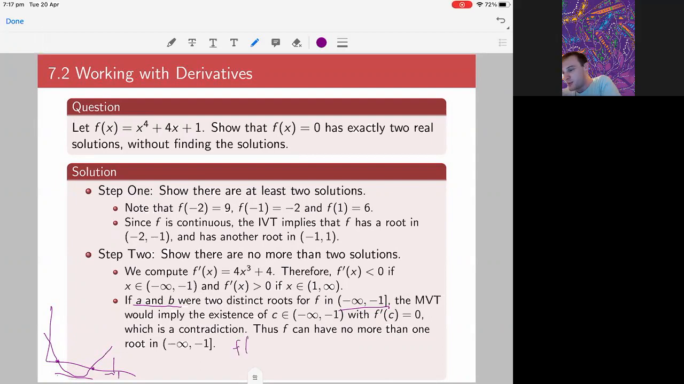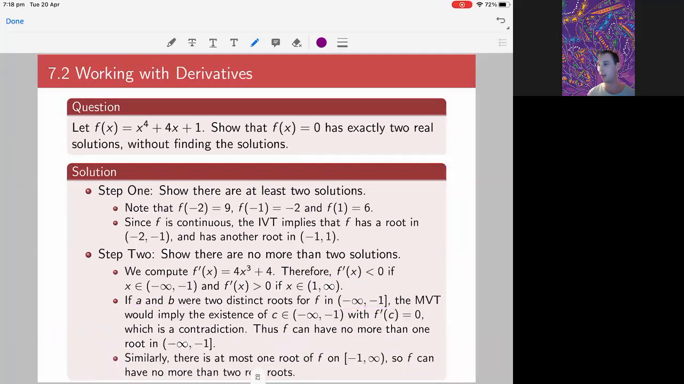So let's have a look at, well, that's exactly what the mean value theorem tells us. Since f of b minus f of a divided by b minus a is equal to 0 minus 0 divided by b minus a, which is equal to 0, that means that there has to be a point in between these two solutions a and b where the derivative is 0. There must be a point where the derivative is 0. But we already computed the derivative, and we found that the derivative is strictly negative if x is on that interval. So that means that there can't be two solutions on this particular half of the real numbers.